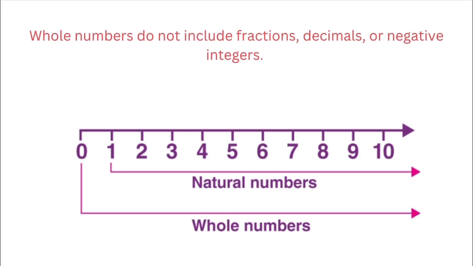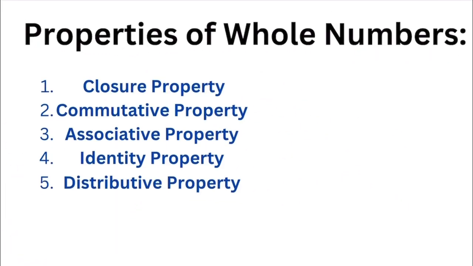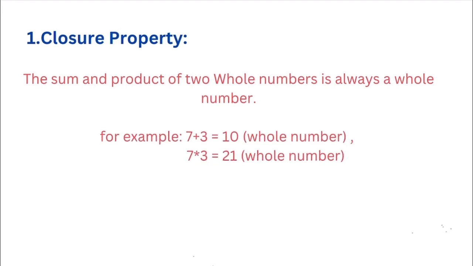Now, properties of whole numbers. There are a total of 5 properties of whole numbers: closure, commutative, associative, identity, and distributive property. We will take a look at all of them one by one. So let's start with the closure property. The sum and product of two whole numbers is always a whole number. For example, 7 and 3 both are whole numbers, and their addition is also a whole number and their product is also a whole number.